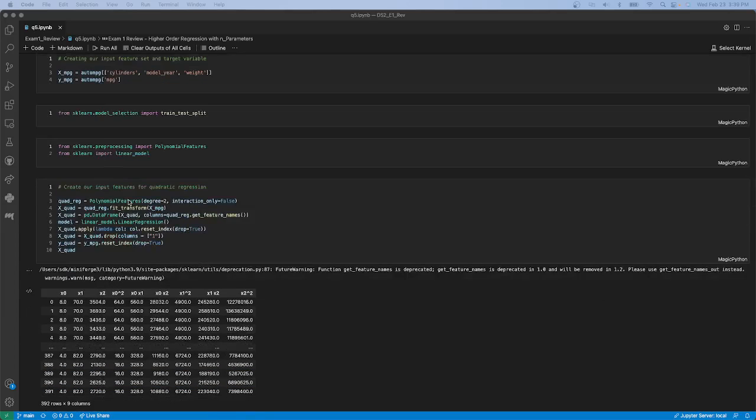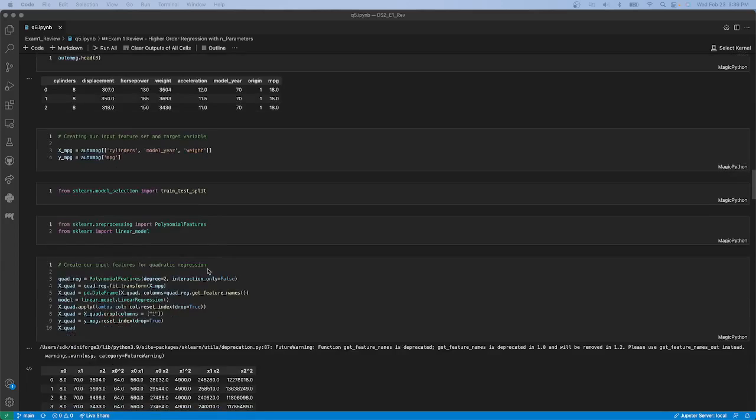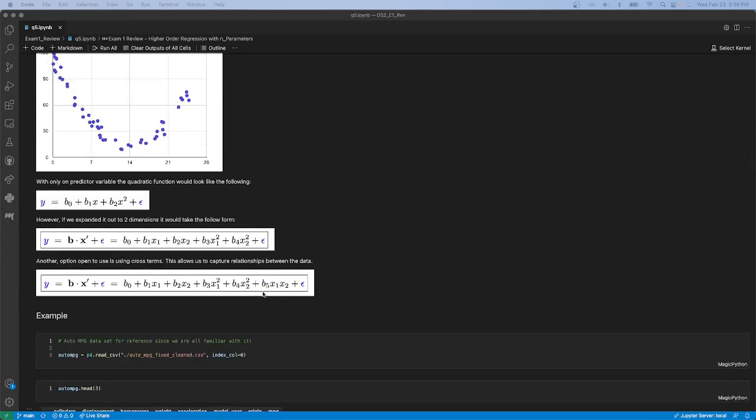It's called polynomial features, and what we can do is say we want to include terms with a degree of 2, so quadratic terms in this case. And this is interaction only. So for whatever reason, if you only wanted the cross terms to see the interaction, so like if we go back here, if you only wanted these terms and these terms, then you would say true, and it would get rid of the actual quadratic terms and just give you the cross terms.